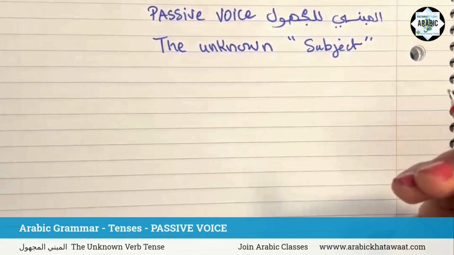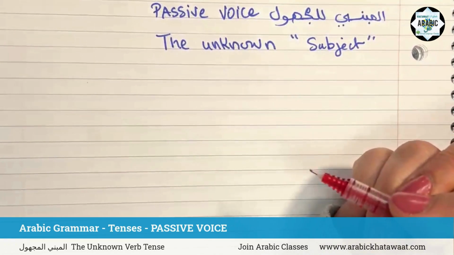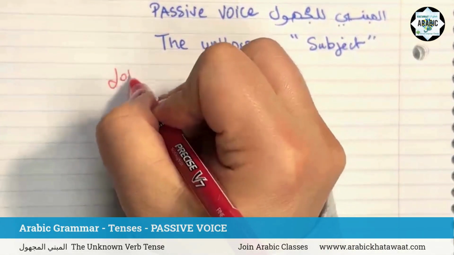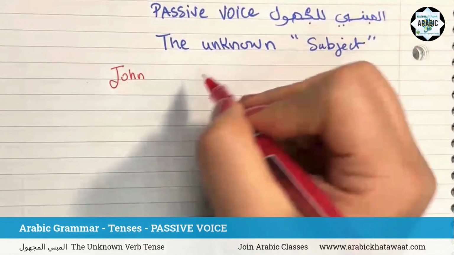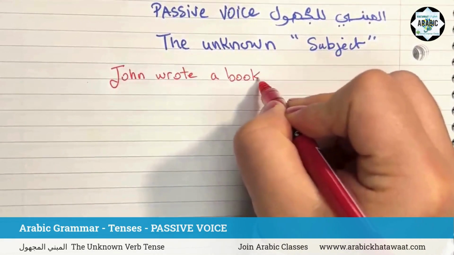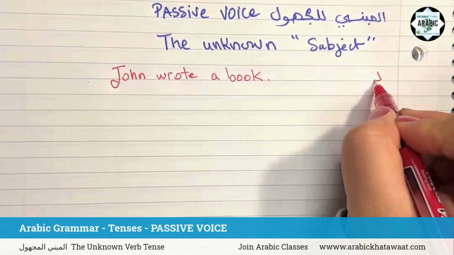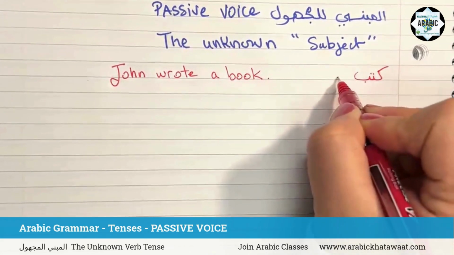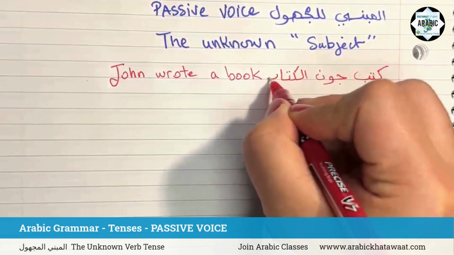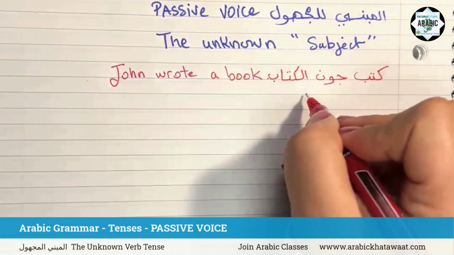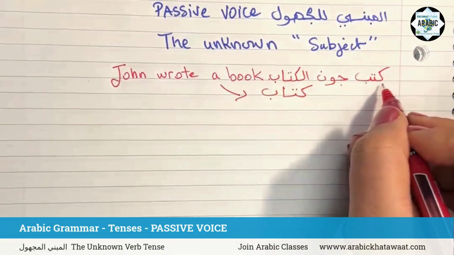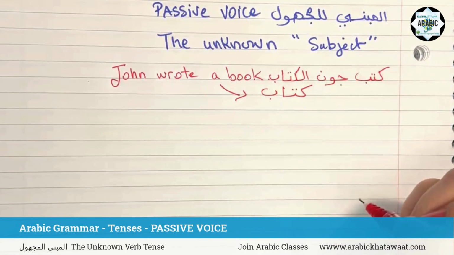So let's start with English. In English, for instance, if you're thinking of the passive voice, you would say, John wrote a book. In Arabic, what you would say, كتب John الكتابة or kitab. If I say الكتابة, I have to put the book. If I say kitab, then that would be a book. So this is what I mean here. كتب John kitab.